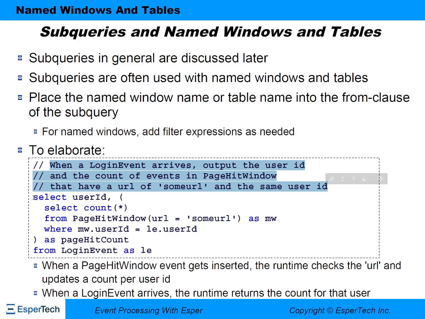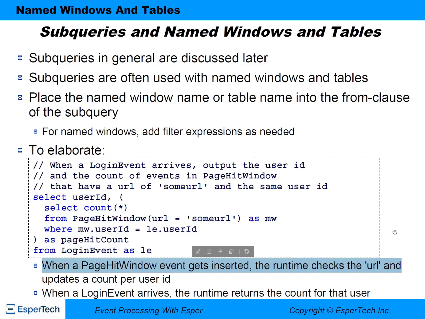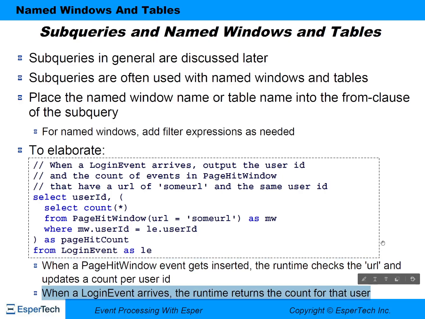Select userId, (select count(*) from PageHitWindow(url = someUrl) as MW where MW.userId = LE.userId) as pageHitCount from LoginEvent as LE. When a page hit window event gets inserted, the runtime checks the URL and updates the count per user ID. When a login event arrives, the runtime returns the count for that user.